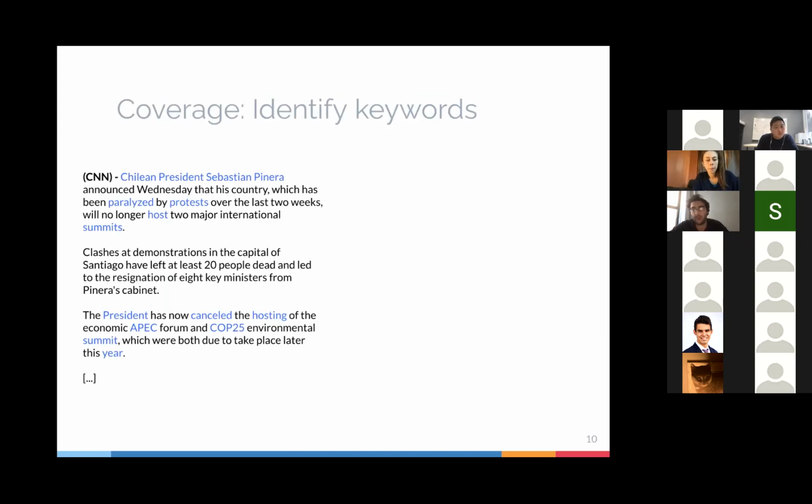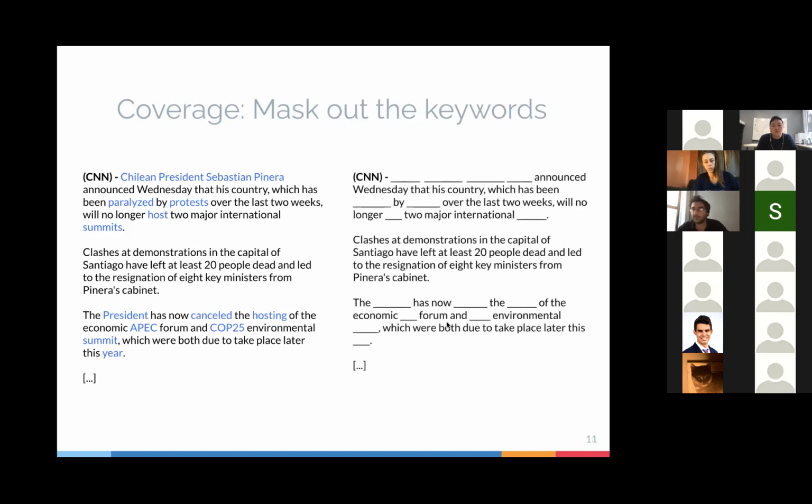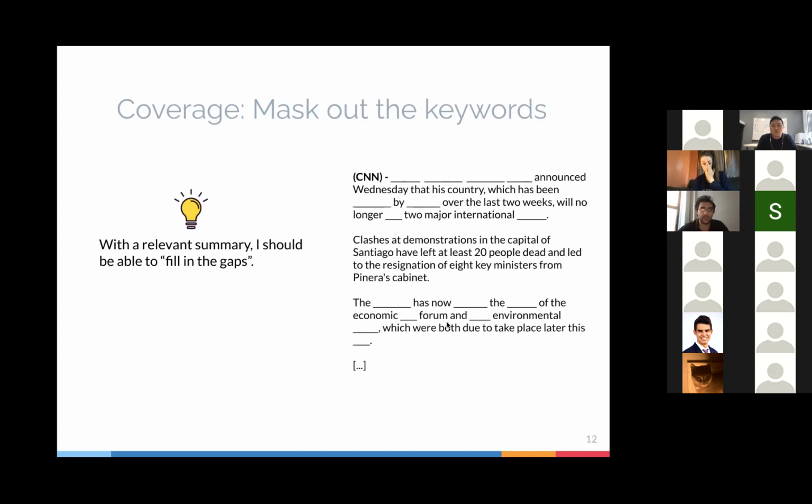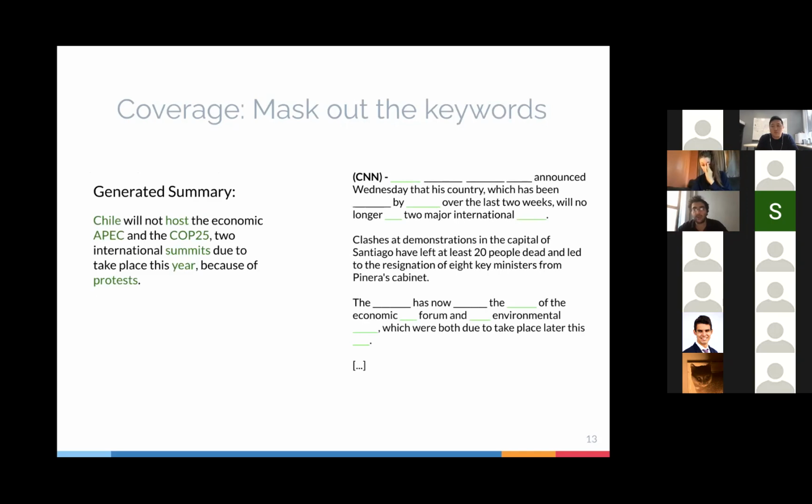Okay, so more precisely, here's a news article about protests in Chile. And because of the protests, the president decided to cancel 2 summits, the APEC and the COP25 that were supposed to happen. Okay, so here what you see in blue is, we use the unsupervised model to select keywords and entities. We extract them, so we mask them out. So this is what the masked document looks like. And then we want to fill in the gaps, right?